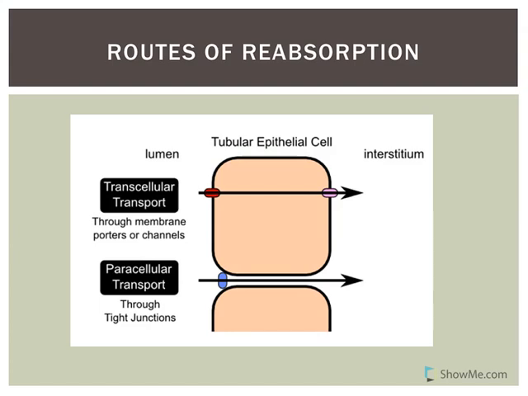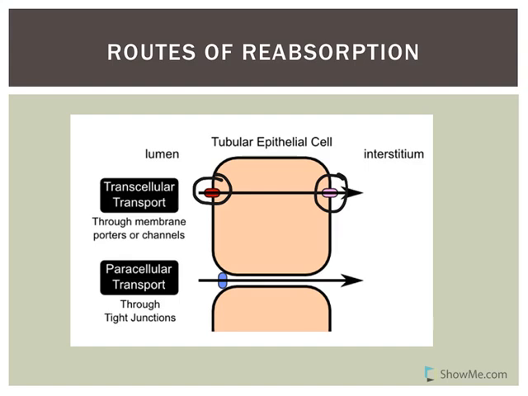Before we go over different things that take place here, I want to talk about different routes for reabsorption. You have what we call a transcellular route, which literally means across the cell. So substances will move through membrane transporters or channels. Here at the luminal membrane, you have a transport protein, and we're going to have some over here on the basolateral membrane. Those would be things that are large or polar. They need to go through this route.